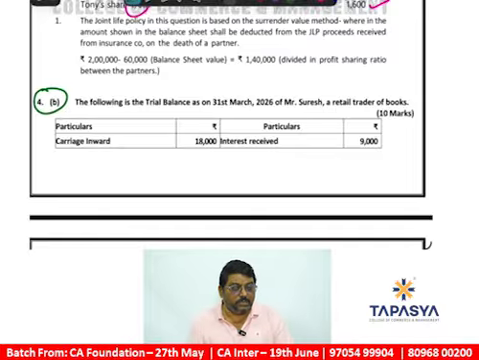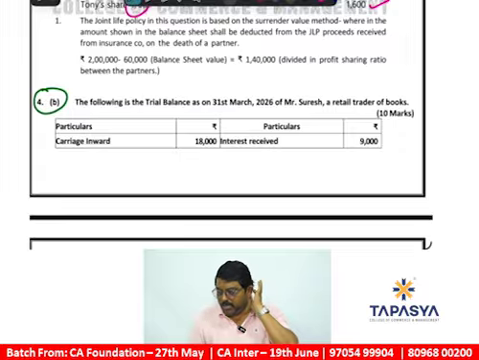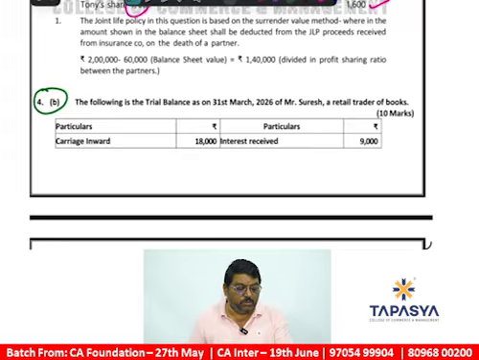As I said, audit fees of 15,000 is outstanding. Add it to the audit fees already paid. It goes on the P&L debit side and is also a current liability.